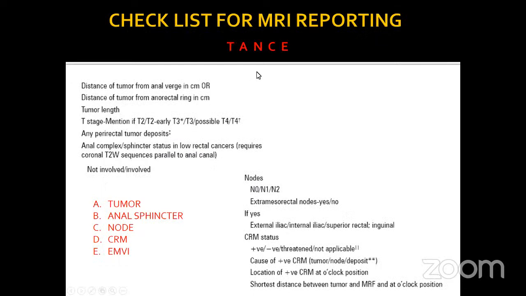Now, what are the main areas we need to look at? The concept of TANCE, T-A-N-C-E: tumor, anal sphincter, nodal status, again within the mesorectal nodes and extramesorectal nodes, the CRM status and extramural venous invasion. These are the 5 important things we need to comment on in MRI.